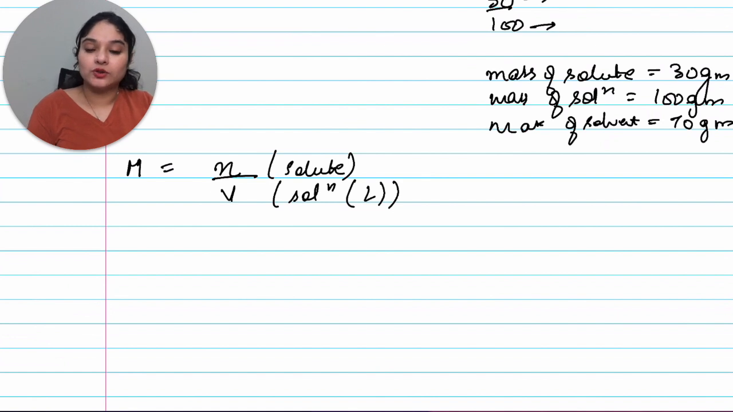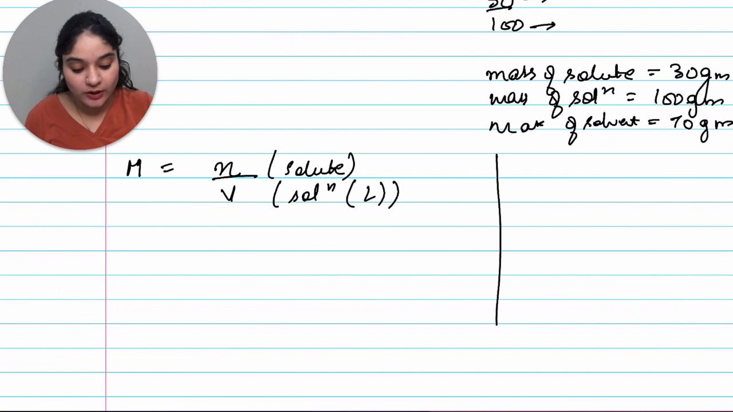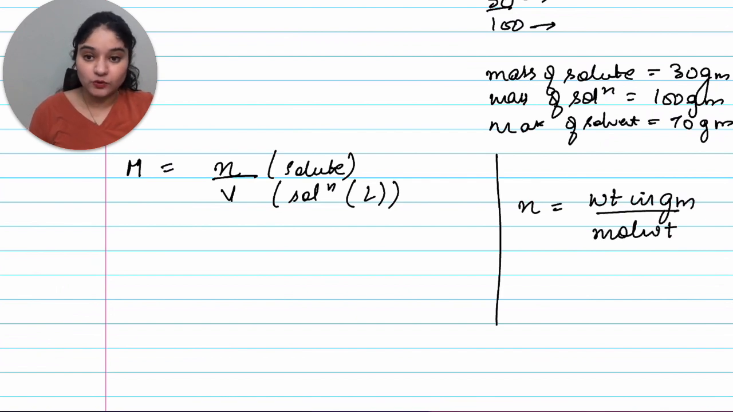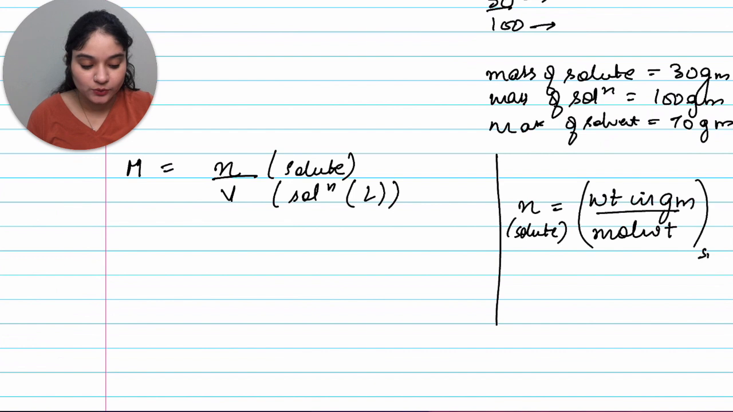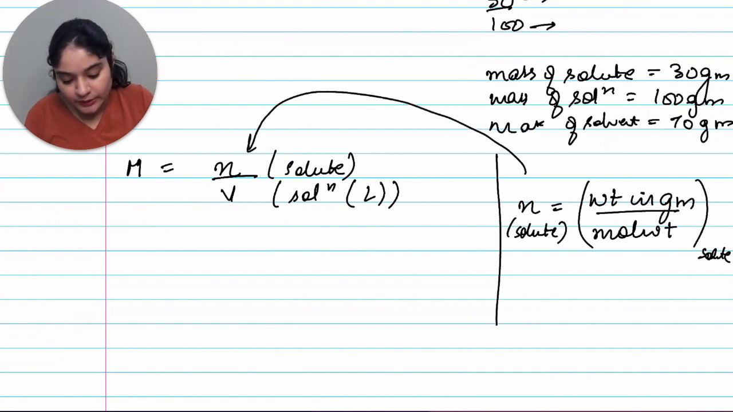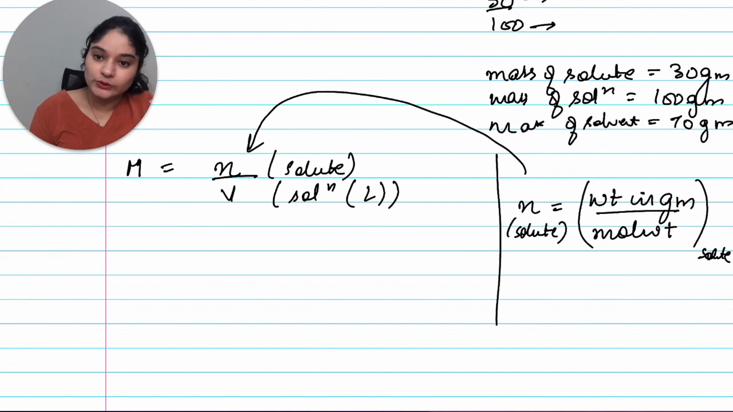Now if I ask you the formula for n, what was the formula for number of moles? So that was weight in grams divided by molecular weight. And we used to do that for the same type. That means if you are calculating for solute, these both the things will be for solute only. Correct? Now, since this is for solute, can I put this number of moles formula and put it over here? I can do that, right?